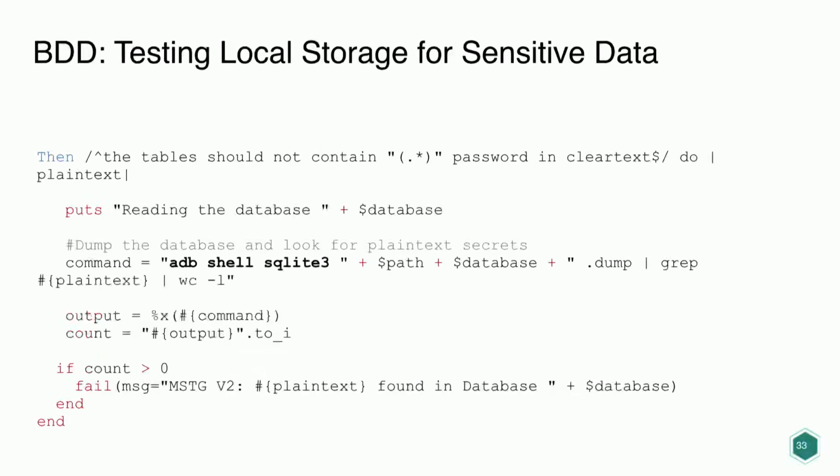So if we go in the steps, the test will look like this. In this case, we're still using the Android Debug Bridge and SQLite to read from the database. We dump the whole content of the database, and we grep for information that shouldn't be in that database, right? And of course, if we find that information, we fail the test.